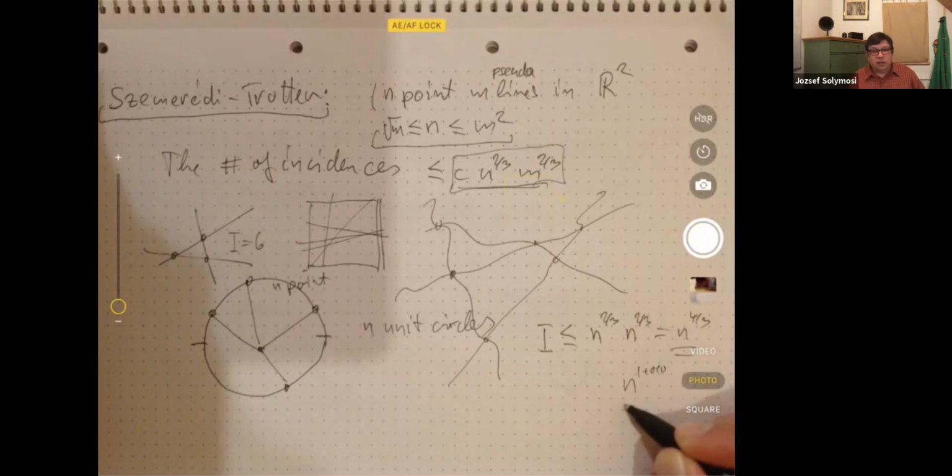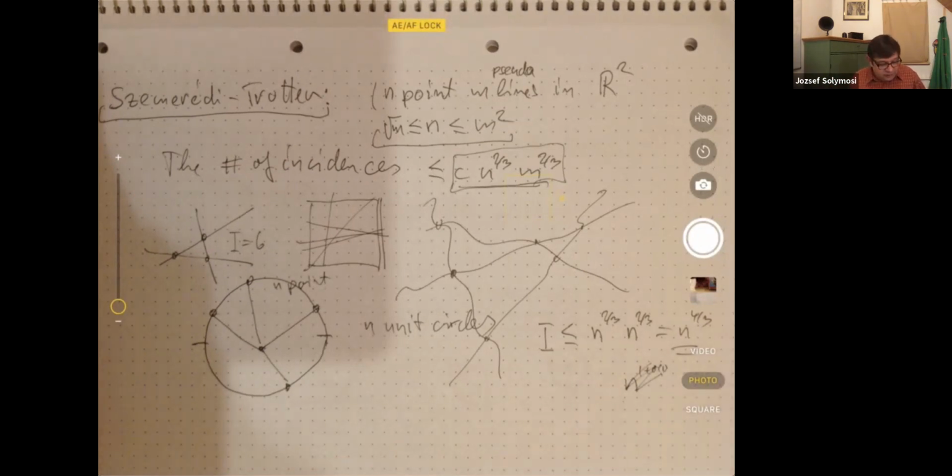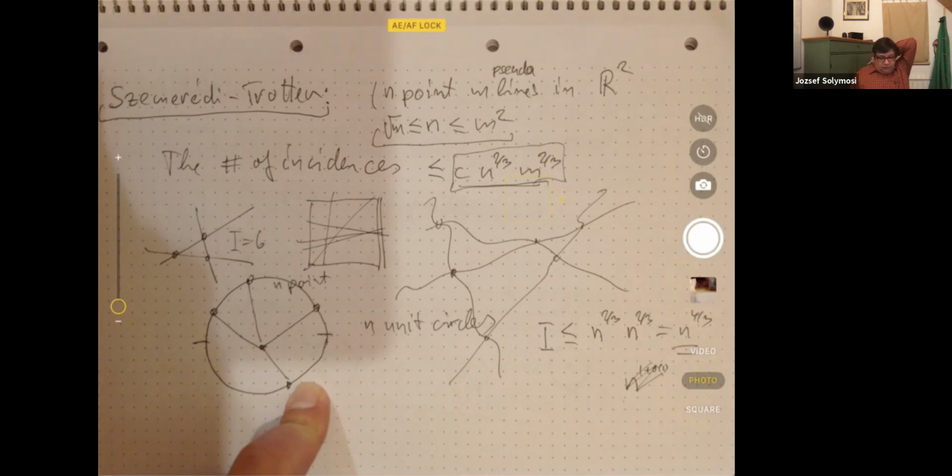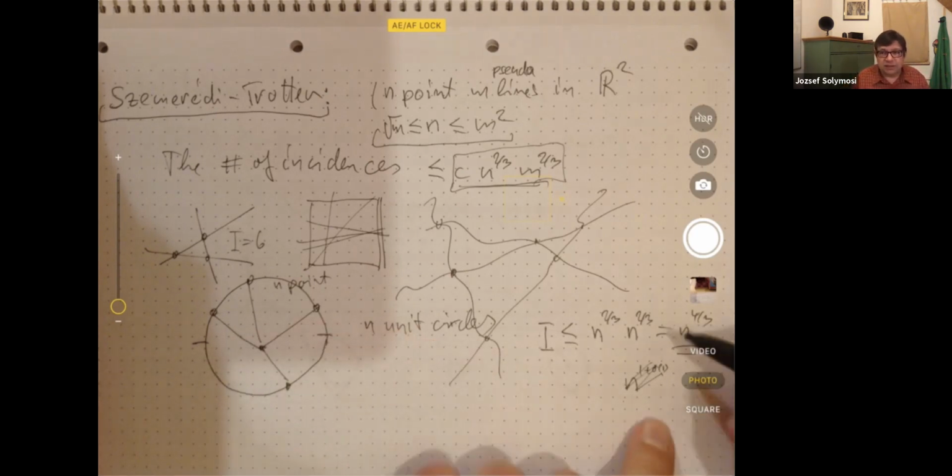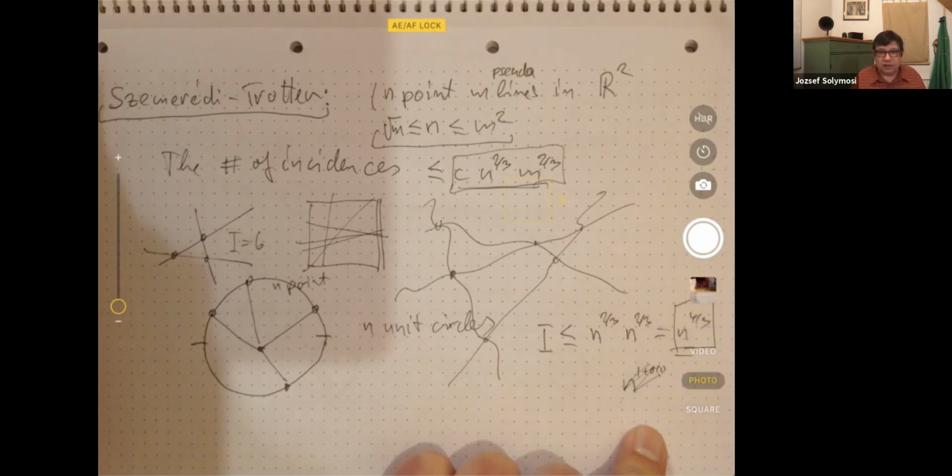Right. Now, armed with this, this also shows you possible constructions where the number of unit distances is of this number. Let me give you two very tricky constructions. Maybe I have time.